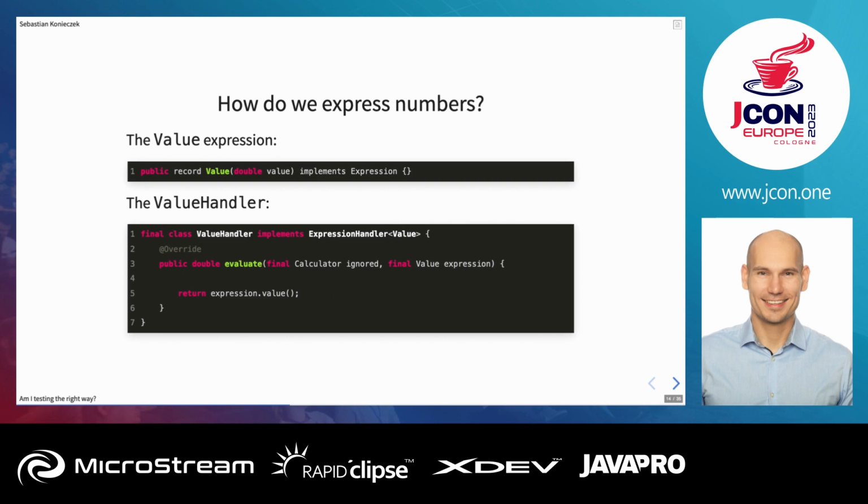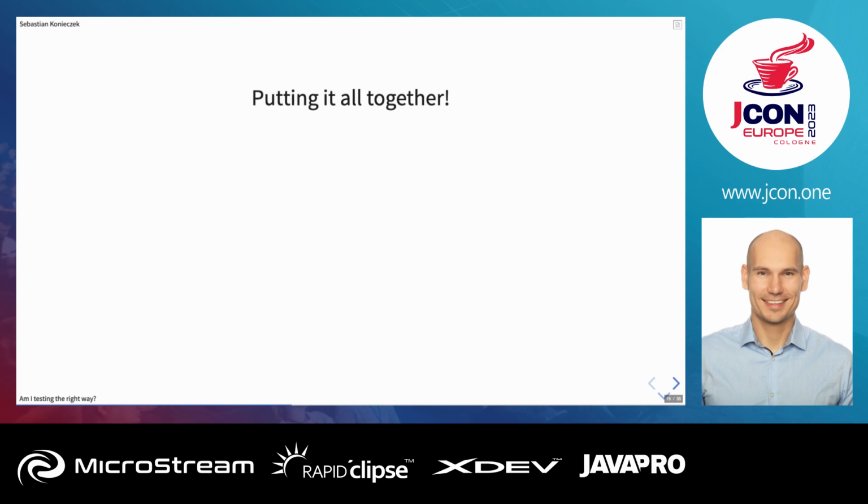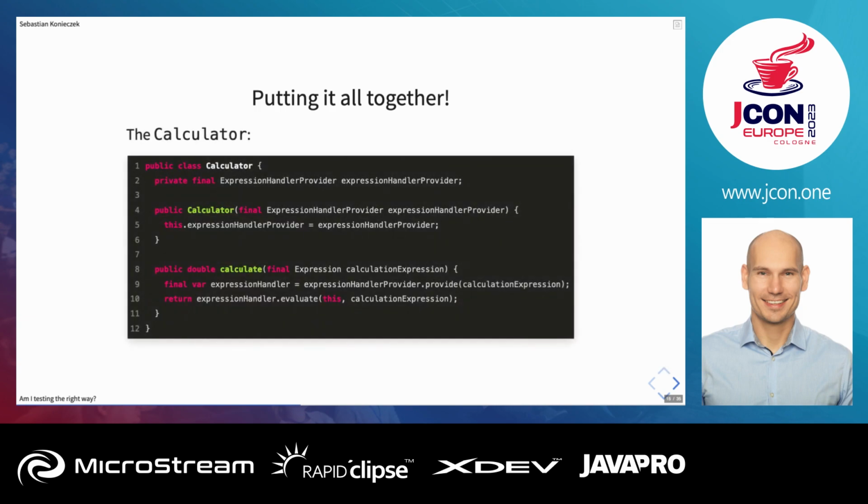So let us put together what we saw before. At some place we need to call all these methods and classes, and this is done in the calculator class. You saw the calculator before. Here is where all the magic is done, and as you can see, it's not a lot of magic.